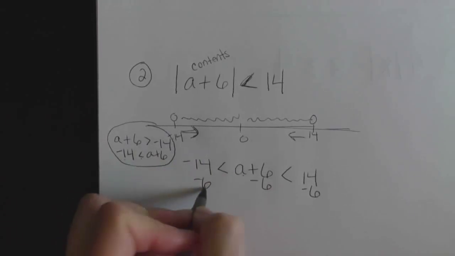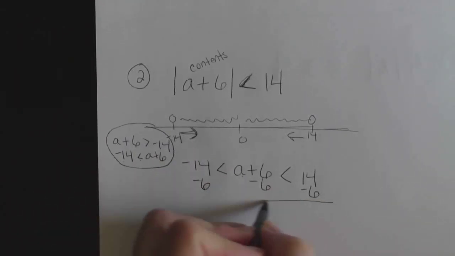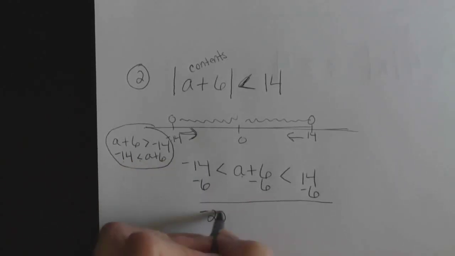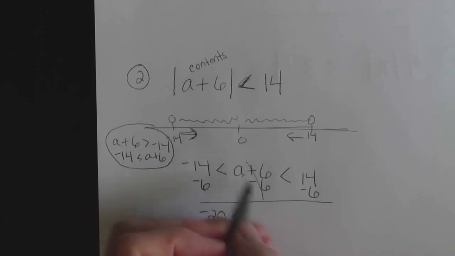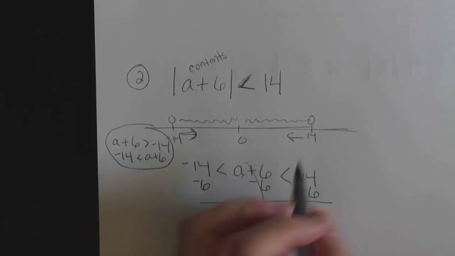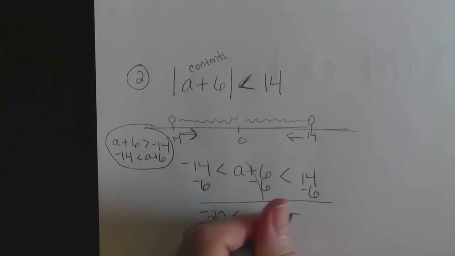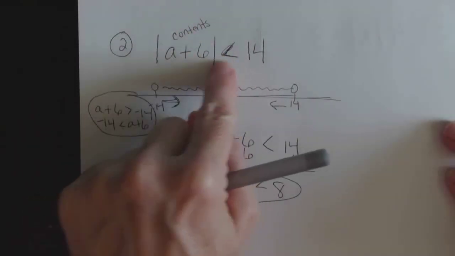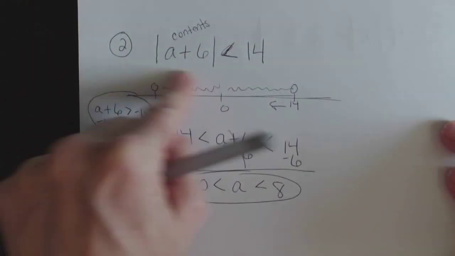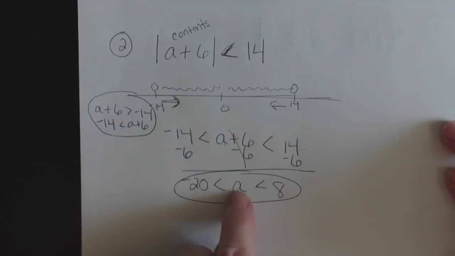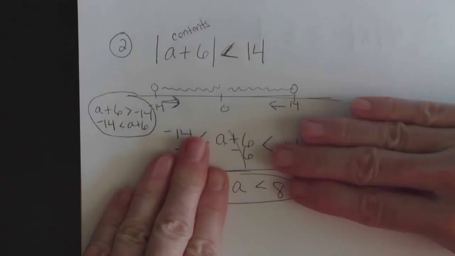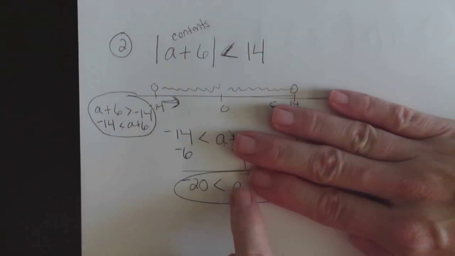Hopefully you would think you're minusing 6 from both sides, so you're going to minus 6 here. You're going to minus 6 here, and you're going to minus 6 over here. And we'll finish this off. So -14 minus 6 is -20, is less than, these cancel, so we just have a, which is less than 14 minus 6 is 8. So the values of a that I can put right here to make this whole shebang a true statement, those a values must be less than 8, okay?